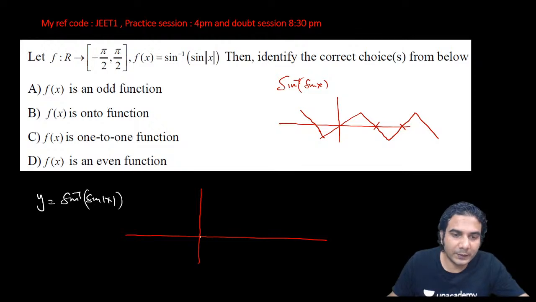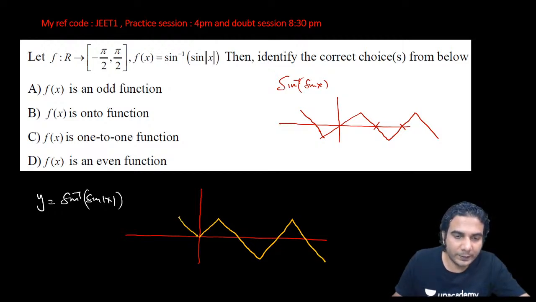You just plot this part, which is the right side of the y-axis, okay, and take the image of this about the y-axis. That happens when you replace x by mod of x. All right. This is the graph of sine inverse of sine of mod of x.